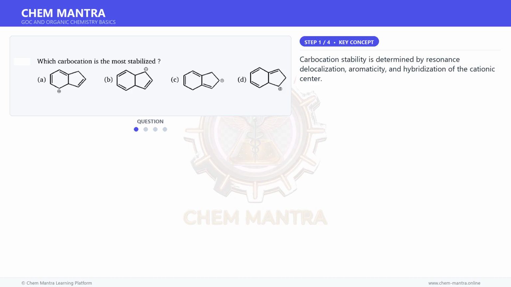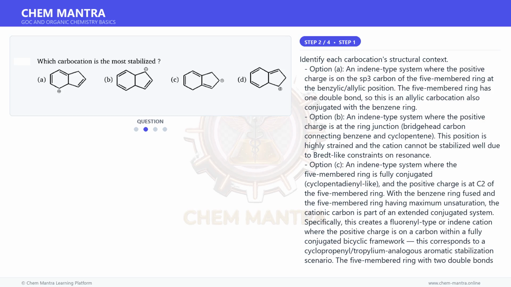Carbocation stability is determined by resonance delocalization, aromaticity, and hybridization of the cationic center. Moving on to the next step. Identify each carbocation's structural context.